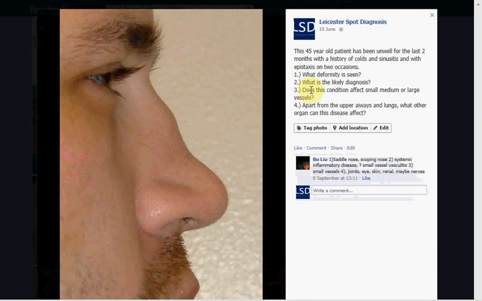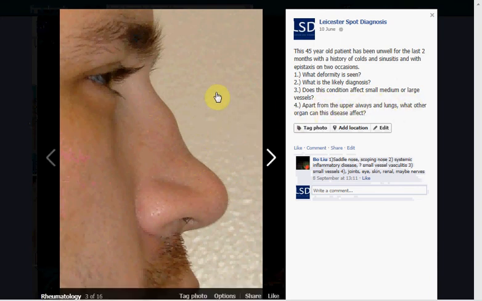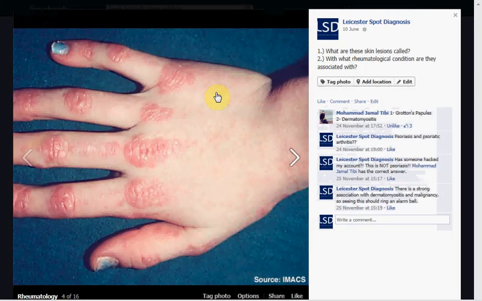Does this condition affect small, medium, or large size vessels? Well, it's a vasculitis of the small to medium vessels. And the classic triad of what it affects is the upper airways, so the nose and the sinuses. So upper airways, lungs, kidneys. Upper airways, lungs, kidneys. That's the triad of Wegener's granulomatosis.